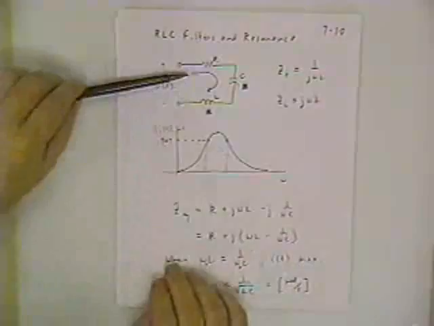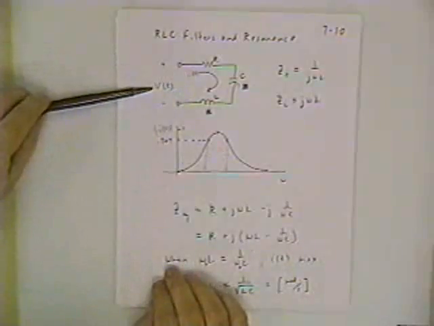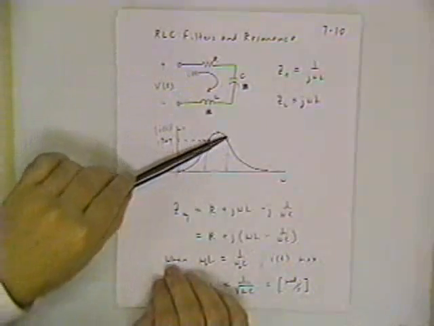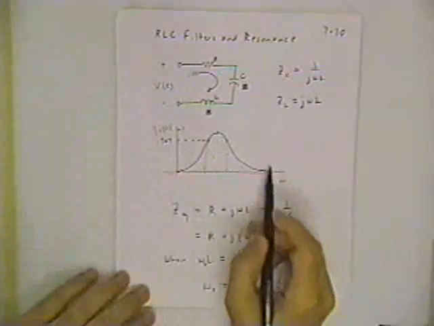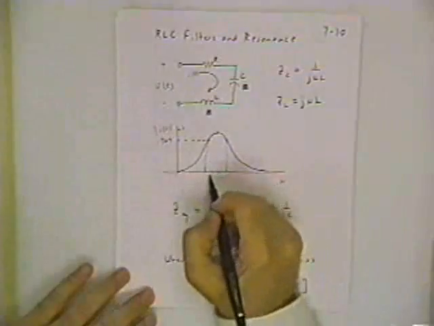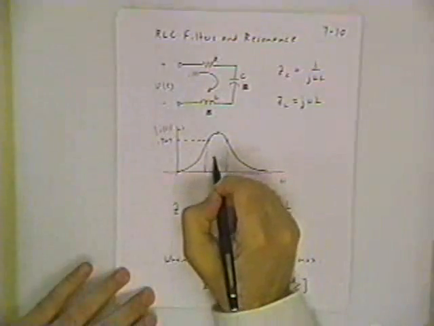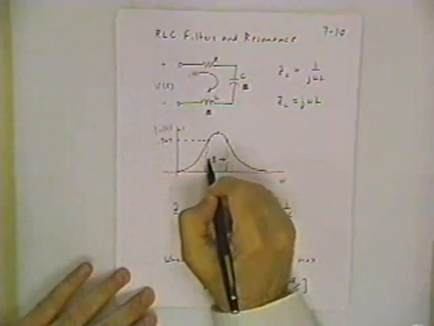If we're looking at this as the current is the output, the voltage is the input, then here's where the output versus input is very large. When you're outside of that band of frequencies, you're losing a lot of current. Well, this range is called the bandwidth, B.